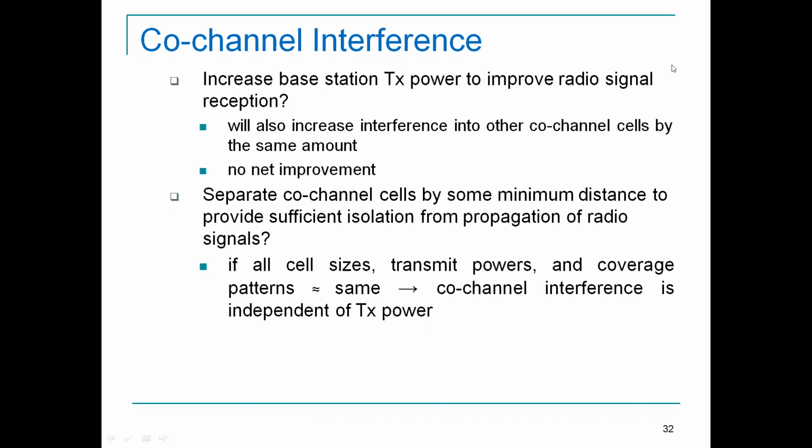Co-channel interference can be reduced by increasing base station transmission power to improve radio signal reception, or by separating co-channel cells by some minimum distance to provide sufficient isolation from propagation of radio signal.